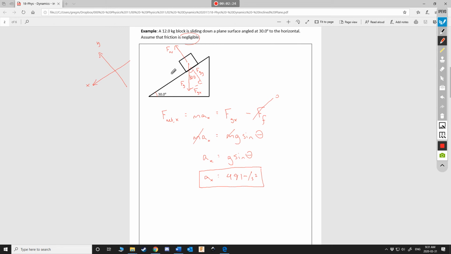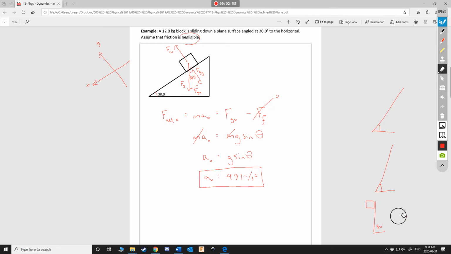If you eventually increase the angle to steeper and steeper, eventually it's going to reach a 90 degree angle. And a 90 degree angle essentially just means an object in free fall. We know sine 90 is just equal to 1. Right? So when our angle is 90 degrees, a_x is equal to g sine 90 degrees. That is just equal to 9.8.